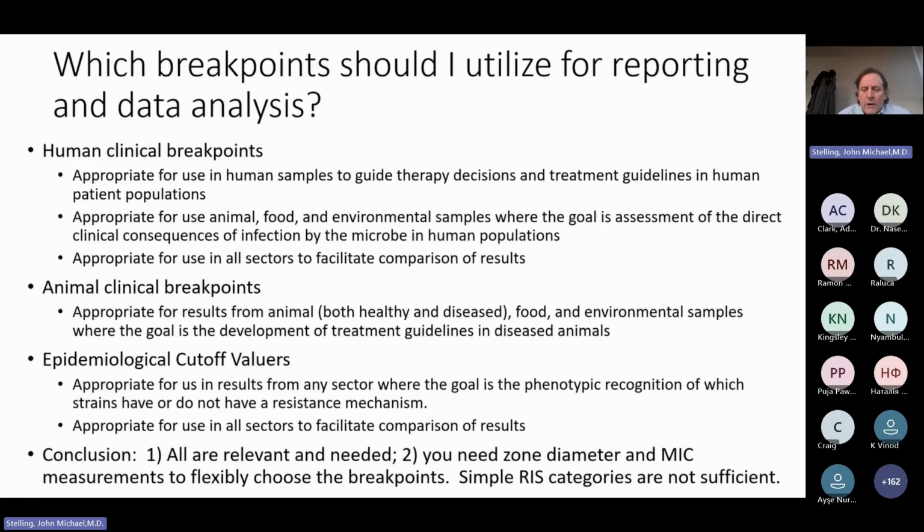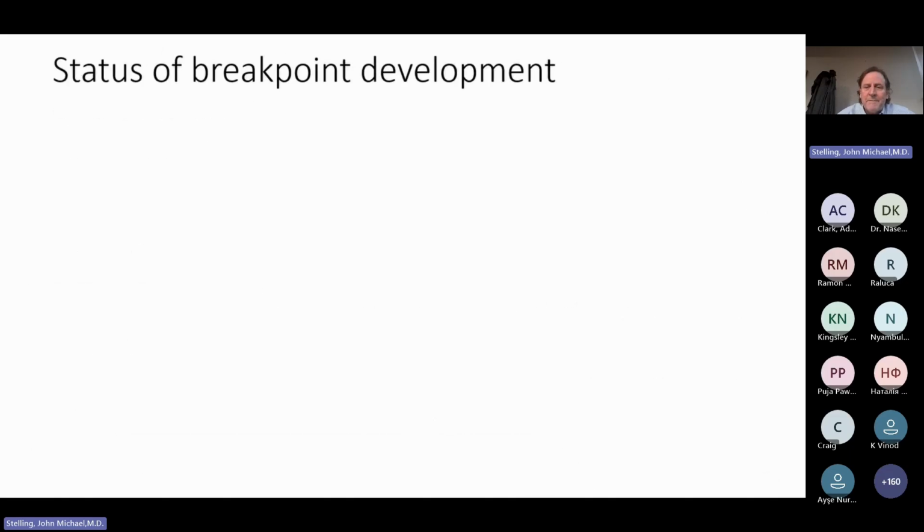If you just collect RIS category data, you cannot dynamically or statically reinterpret the data. So anyone on the human health side, we strongly recommend collecting the measurements. We recommend that very strongly in the human health side. It's even more important in the integrated health or the non-human health sector, because you do need to apply these different breakpoints, ideally. So, status of breakpoint development.